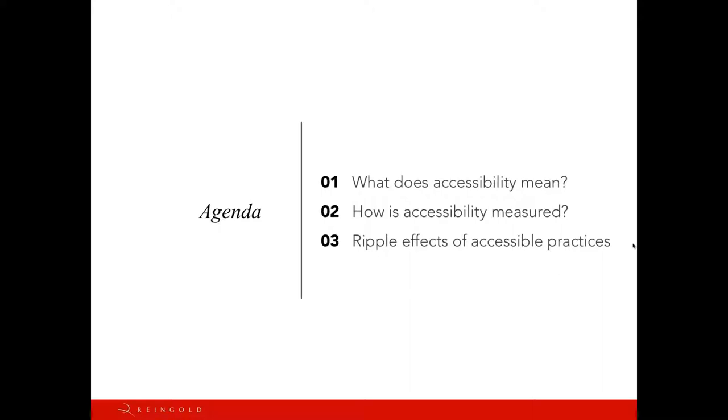So our talk today has three major portions. First, we'll be talking about what accessibility means and what it includes. Second, we'll be talking about how it's measured on websites. And third, we'll be talking about some of the overall results and benefits of creating an accessible website.